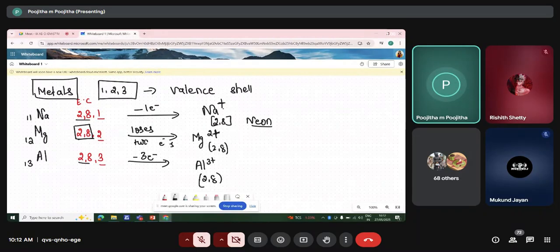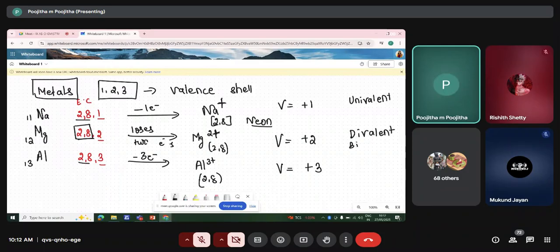Valency is nothing but the charge on the ion. Sodium has +1 charge, so the valency of sodium is +1, also known as univalent. Magnesium, what is the charge on the ion? +2, so valency is +2. Aluminium, charge is +3, so valency is +3. Valency +2 can be called divalent, or bivalent. Valency +3, trivalent.